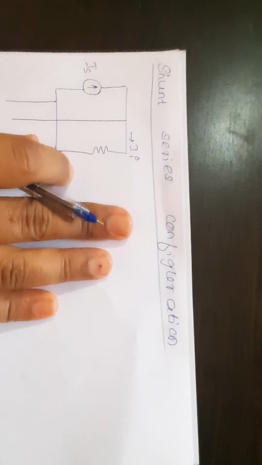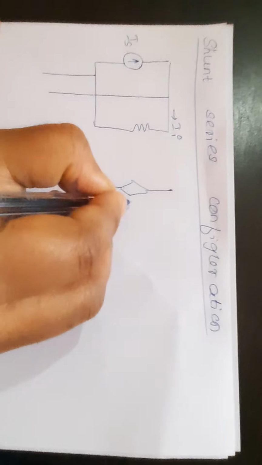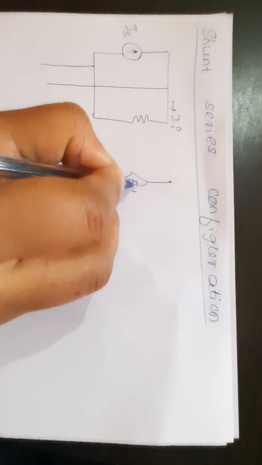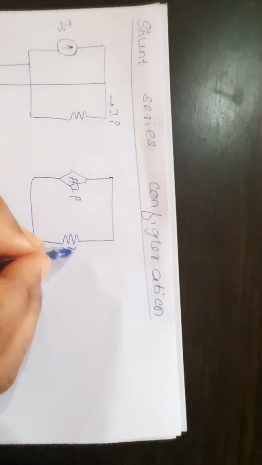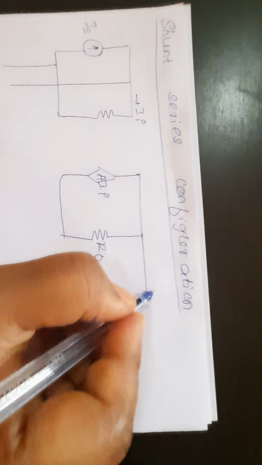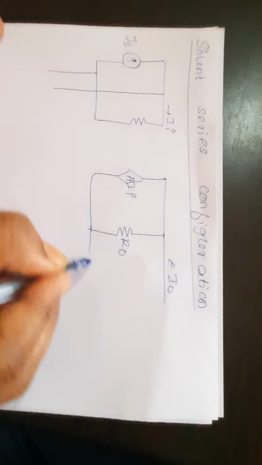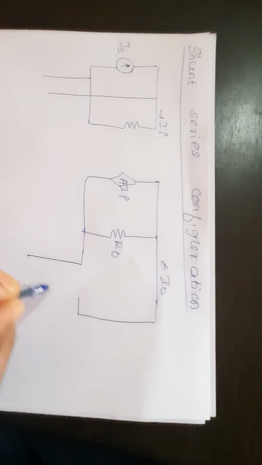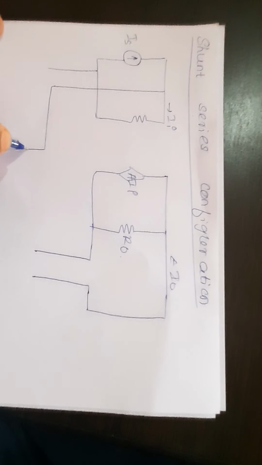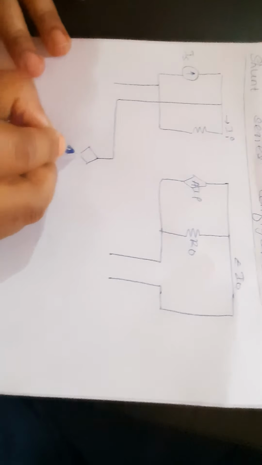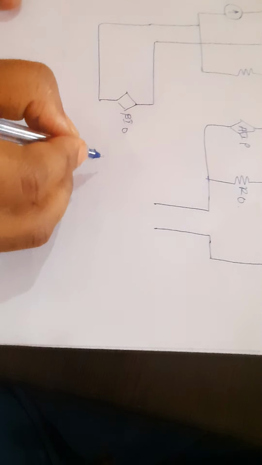Next part will be series at the output side, which means I will be having AII at this point, and we'll be having the output resistance R0 at this point, and we'll be measuring the output current I0 at this point. Since at the output side we have series, this type of connection will come this way. This is the series part and this is the shunt part. So we'll be having the beta circuit. This is our beta circuit, this is beta I0.